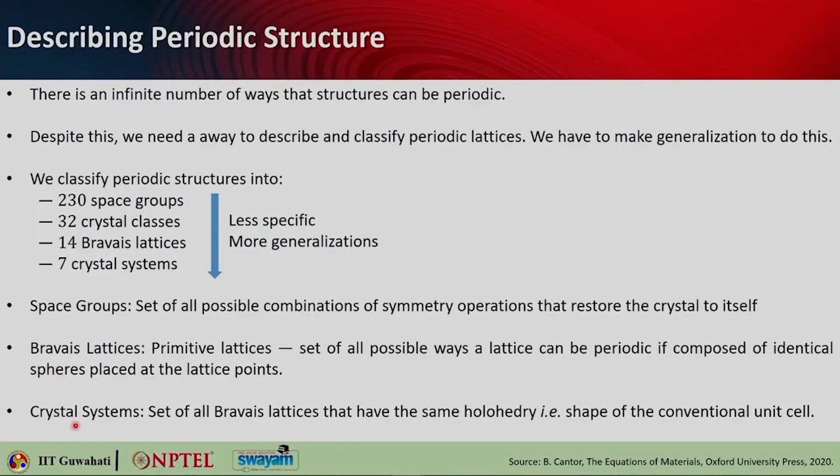So when you talk about crystal systems, they are basically the set of all Bravais lattices that have the same holohedry, that means the shape of the conventional unit cell. If you look into the classification based on crystal systems, there are only 7 crystal systems. So they are basically the set of all Bravais lattices which have the same shape of the conventional unit cell.